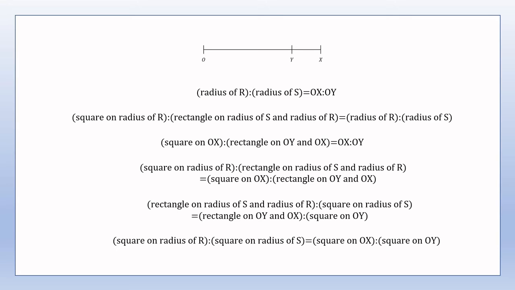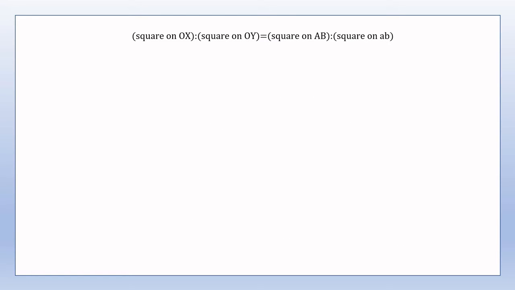And since we know that the square on the radius of r to the square on the radius of s is equal to the square on uppercase AB to the square on lowercase ab, then by Euclid 5.11 we have that the square on OX to the square on OY is equal to the square on uppercase AB to the square on lowercase ab. And since OX was constructed equal in length to uppercase AB, then the square on OX is equal to the square on uppercase AB. Therefore by Euclid 5.9 we have that the square on OY is equal to the square on lowercase ab, and therefore OY is equal in length to lowercase ab.